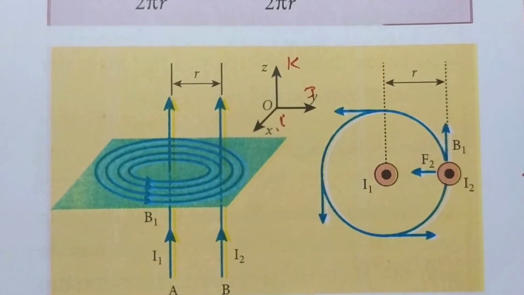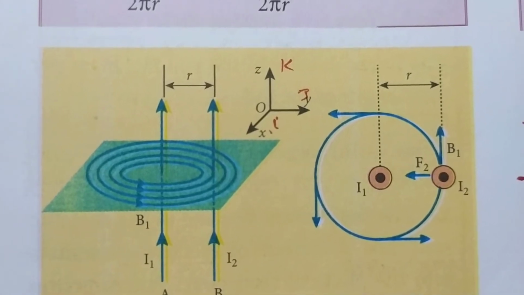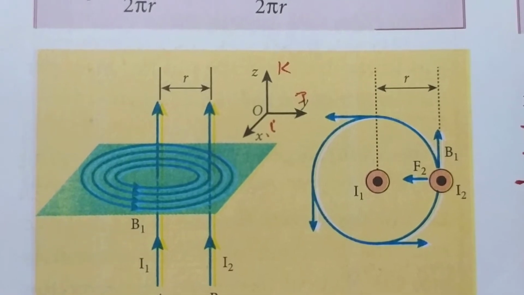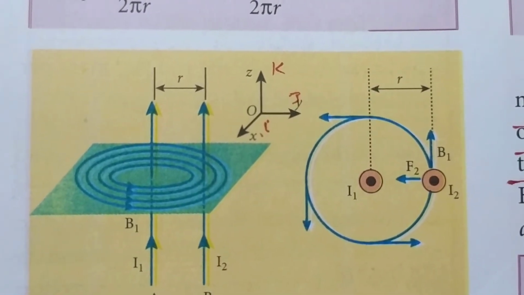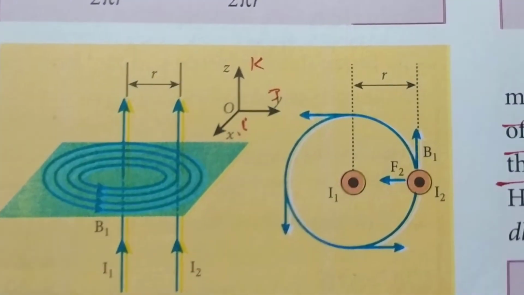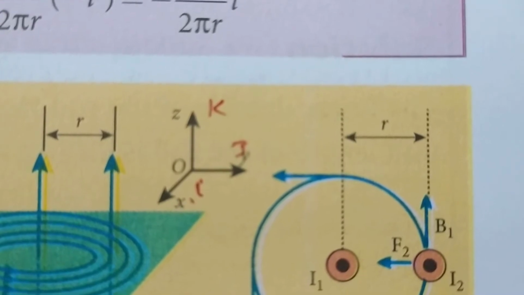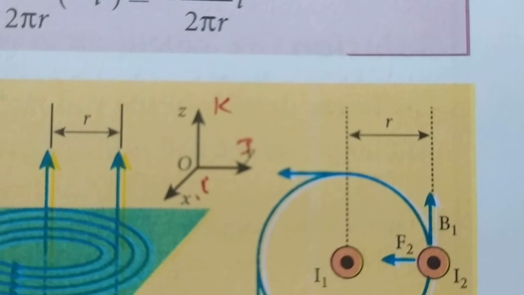They are flowing in the upward direction. That is, the current is flowing in the same direction, and the distance between the two conductors is equal to R. And here, B1 is the magnetic induction at the wire A, and from the unit vectors i cap, j cap and k cap, you can find out the directions.